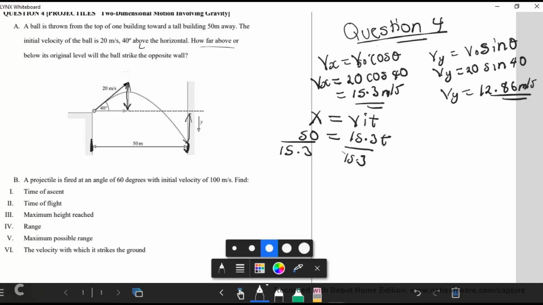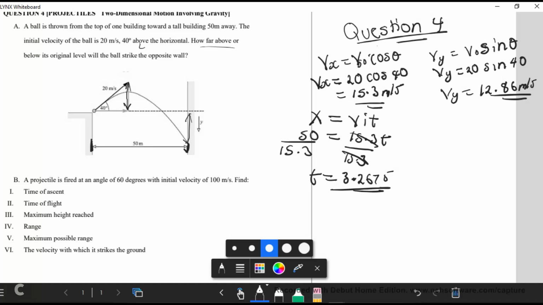So t is equal to, when you divide, 50 divided by 15.3. You find that the time it took is 3.267, just like that, right? Seconds. So this is the time that it took the ball from this point until it hit here.